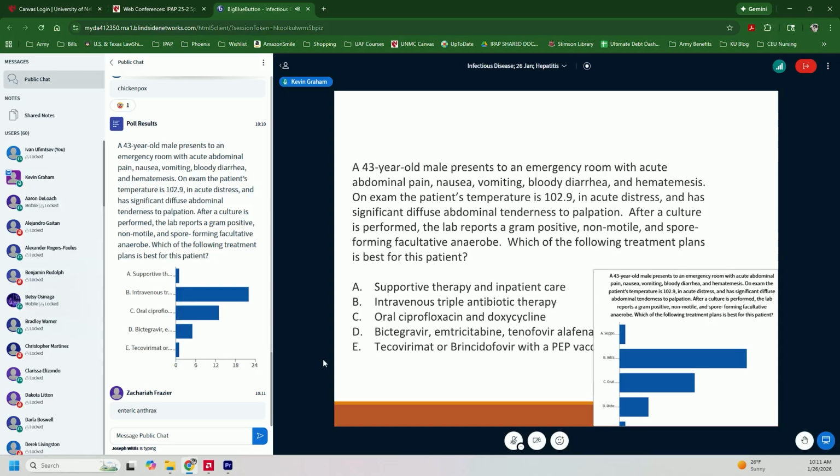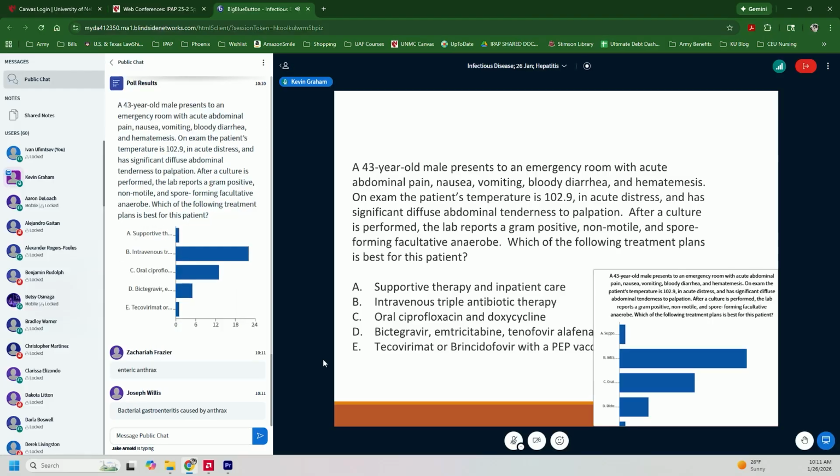See a lot of people typing in. I expect you all get it. This is gastrointestinal anthrax. And so first of all, we know that anthrax has 3 types. You guys remember those 3 types? The cutaneous, intestinal, and inhalation. And in this case, we're describing significant GI symptoms.